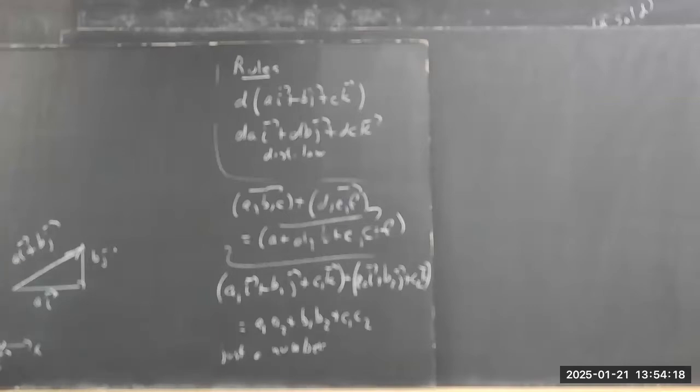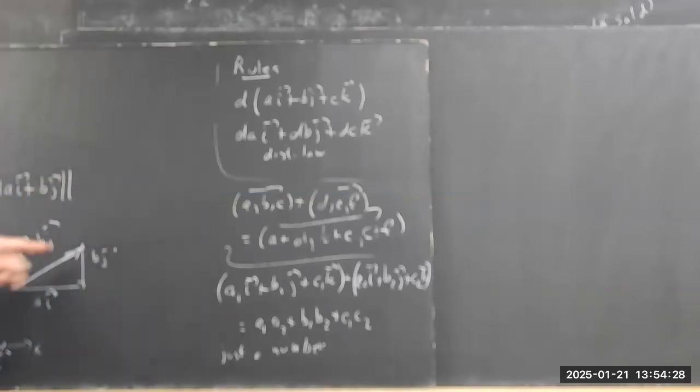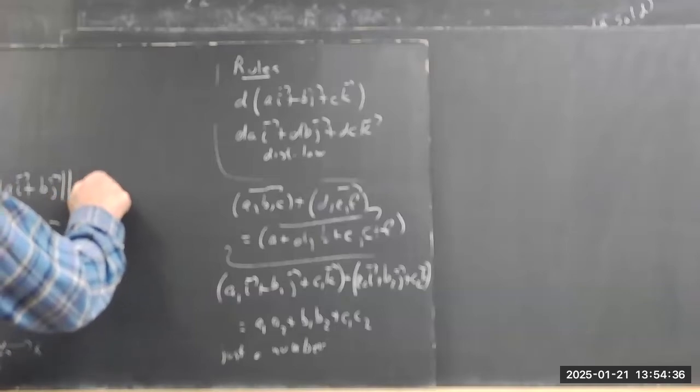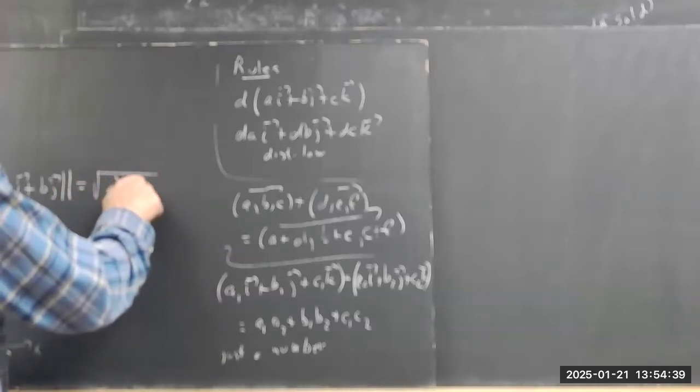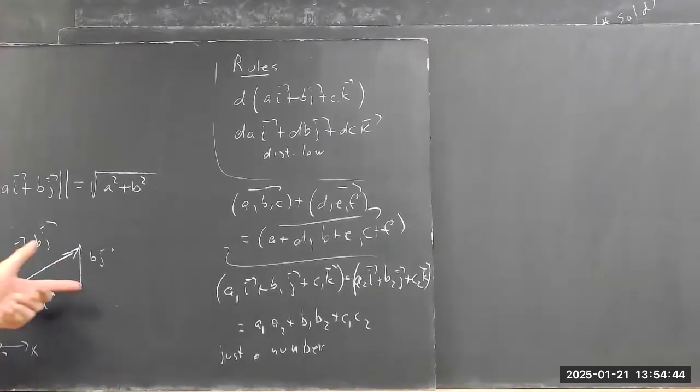So my question then is, what's the magnitude of AI plus BJ? It's how long the vector is, okay? From the picture, by the Pythagorean theorem, this is a right triangle because the I vector is perpendicular to the J vector. So you've got a right triangle with legs A and B. The hypotenuse is the square root of A squared plus B squared.